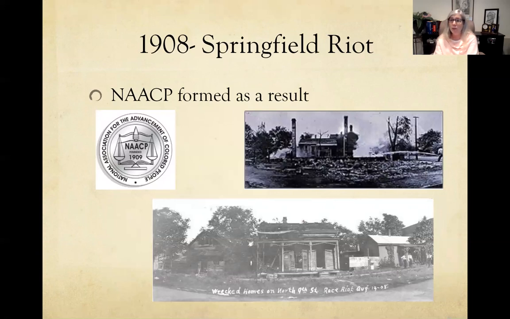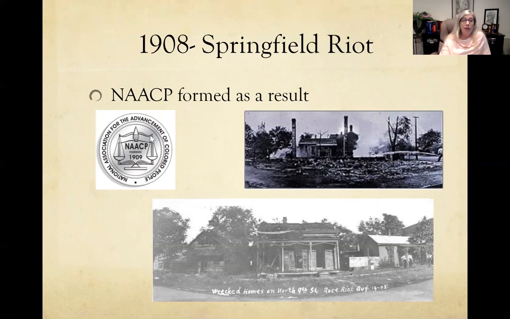And as a result, W.E.B. Du Bois is again calling for racial equality. And he gets a lot more support at this point after the race riot in Springfield. And so he forms the NAACP, which is an organization that does still exist today, the National Association for the Advancement of Colored People. So again, make sure that you're clear that this organization is W.E.B. Du Bois. He is the founder of this organization, still going to be working for racial equality.